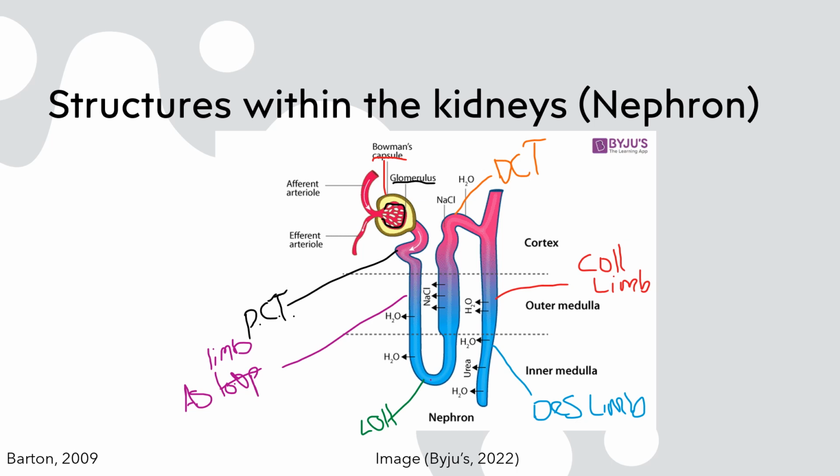As you can see here, I've labeled it. This is the proximal convoluted tubule, the loop of Henle, the descending limb, the ascending limb, then the distal convoluted tubule, and then the collecting duct. This picture shows you that water goes in and out, urea goes out, and ions go out. It's showing you where along this nephron things are secreted, absorbed, and reabsorbed.